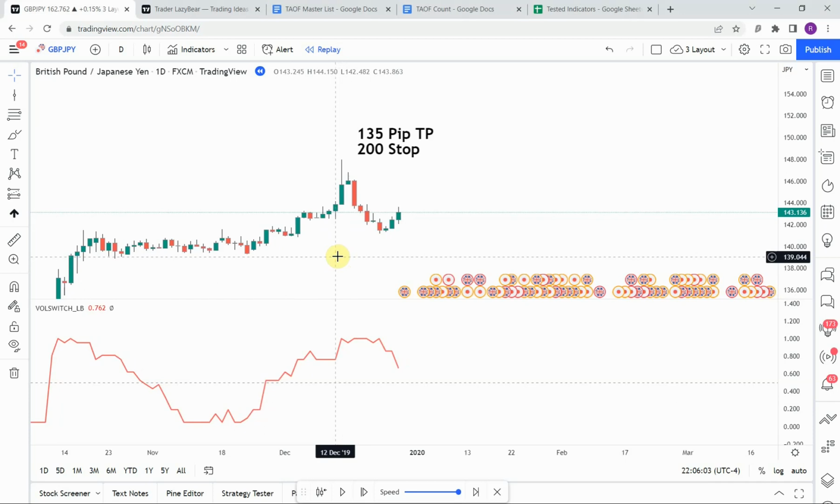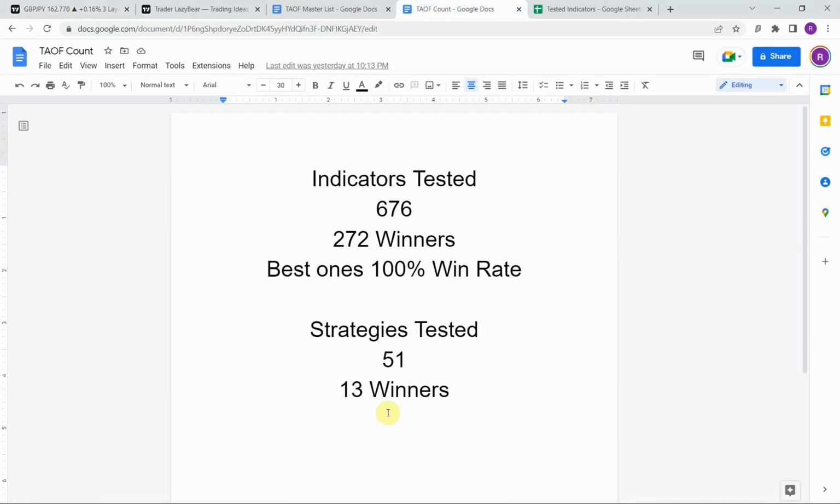Alright, as I said, today we will be testing the volatility switch indicator. Before we do though, I wanted to put the testing scoreboard up for everyone to see. So to date, we have tested a total of 51 different strategies, with 13 of them being profitable. We've also tested a total of 676 indicators, with 272 of them being winners. The best ones so far were able to achieve a 100% win rate. Now you need to go back and watch those videos to understand the context of how they were able to achieve that. So go back and watch those videos and see what you can get out of those winning indicators.